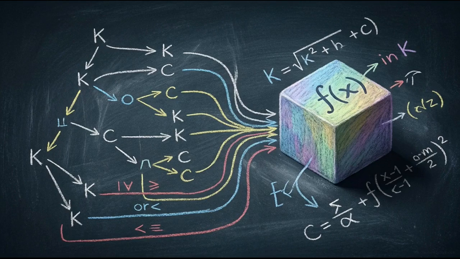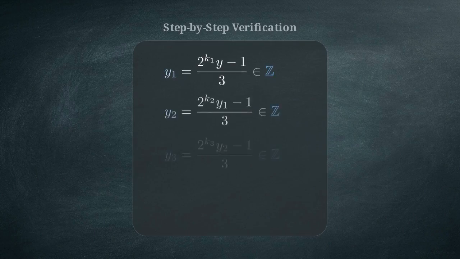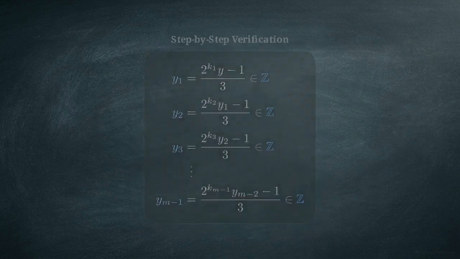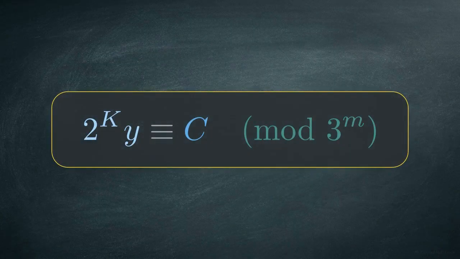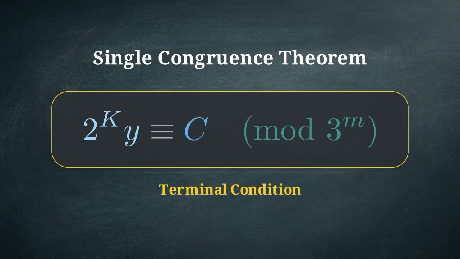To apply this math to the Collatz conjecture, we must prove admissibility, the strict requirement that inverse paths remain entirely within positive odd integers. Normally, proving admissibility requires confirming every single intermediate step evaluates to an integer. Our architecture moves past this step-by-step verification, using a single mathematical identity. This is the single congruence theorem, providing the terminal condition for the entire path.